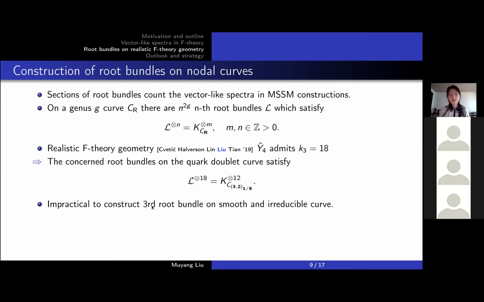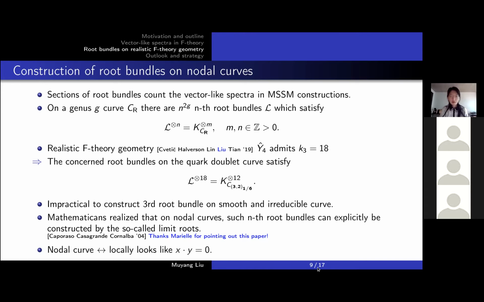Therefore, I conclude it is impractical to construct such a root bundle on a smooth and irreducible curve because there is no pullback bundle expression at all. But mathematicians realized that on nodal curves, it is possible to establish such so-called nth root bundles by the so-called limit roots. And I need to thank Mariella, also our collaborator, for pointing out this paper.